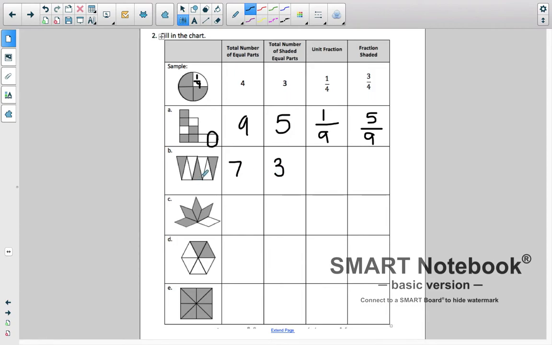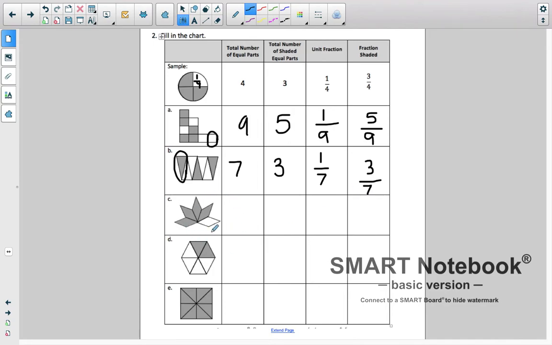Now we need to look at the unit fraction. So one of these pieces is going to equal what? So we know that there is 7 equal parts, and one piece would be 1/7. Now we need to write the shaded fraction. We have 3 shaded pieces, and 7 equal parts, so the shaded fraction would be 3/7.